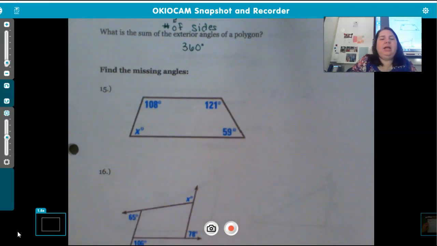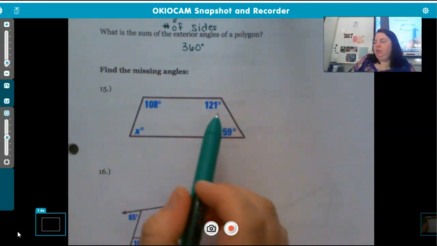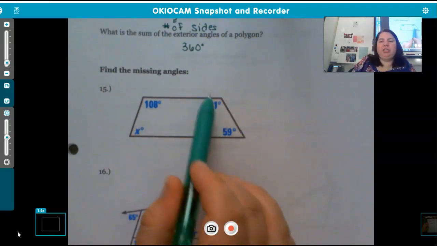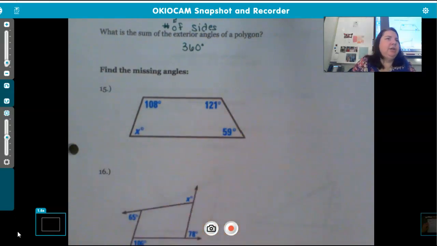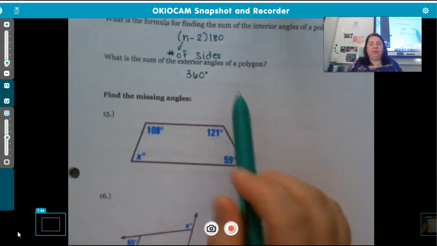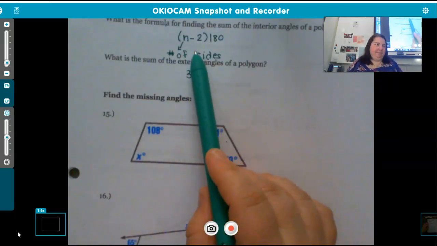Okay, let's look at how we find the missing angles. So what's the first thing we need to know? Well, let's start with what kind of angles are these? Are these interior or exterior? So what do we need to know so we can find the missing angle? We have to figure out what these need to equal. How are we going to do that?